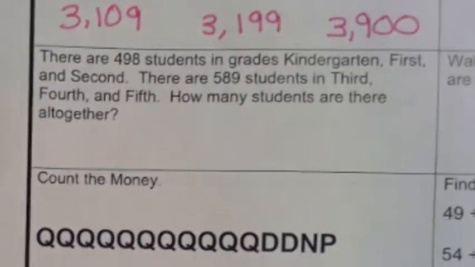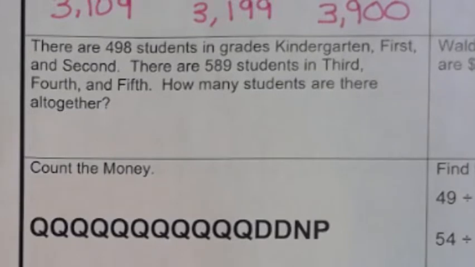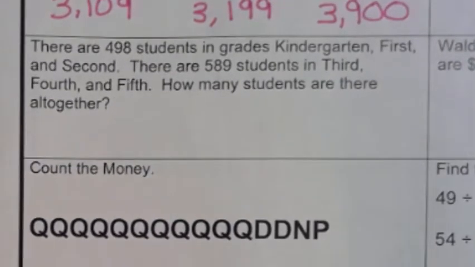Let's move on down. Miss Powell, would you like to read this one? There are 498 students in grades kindergarten, first, and second. There are 589 students in third, fourth, and fifth. How many students are there altogether? Now, what is our key word there? What property are we going to use? Add, subtract, multiply, or divide?